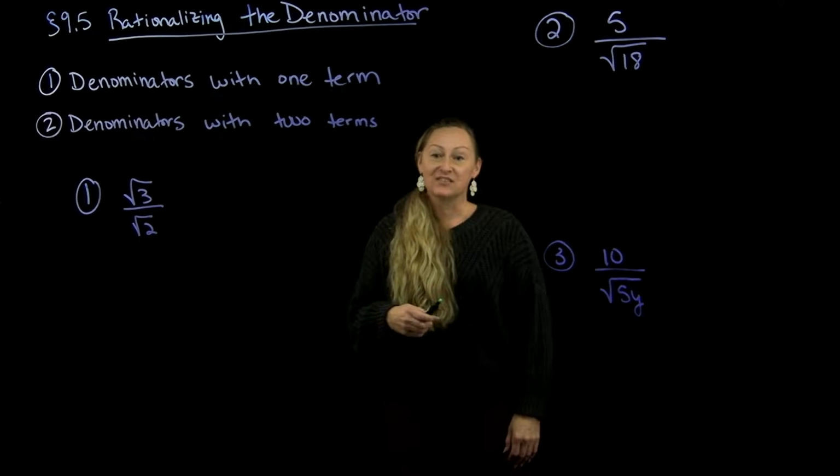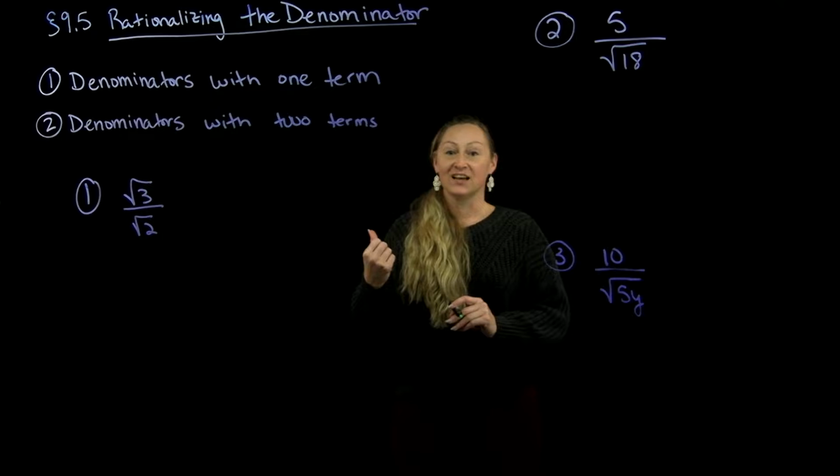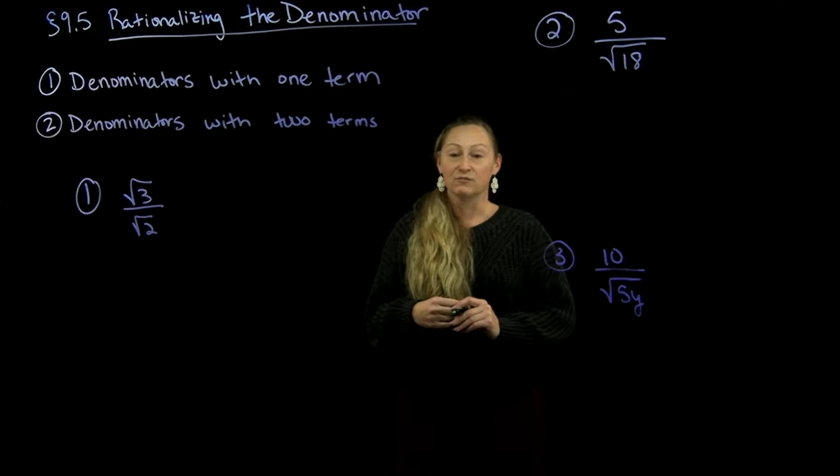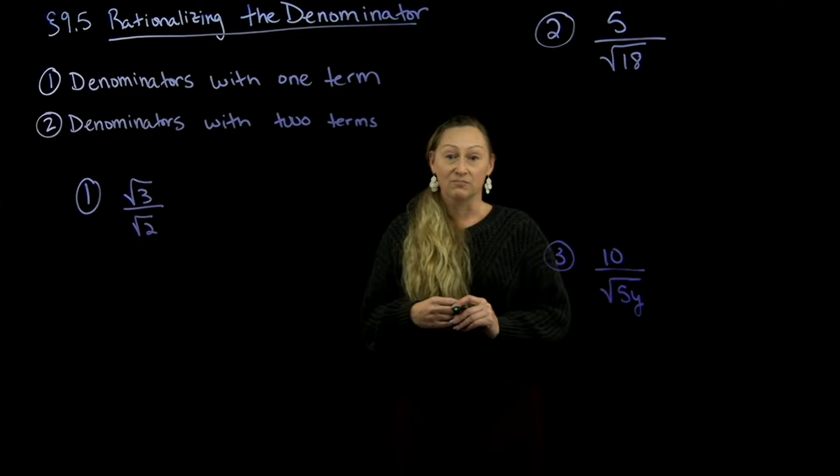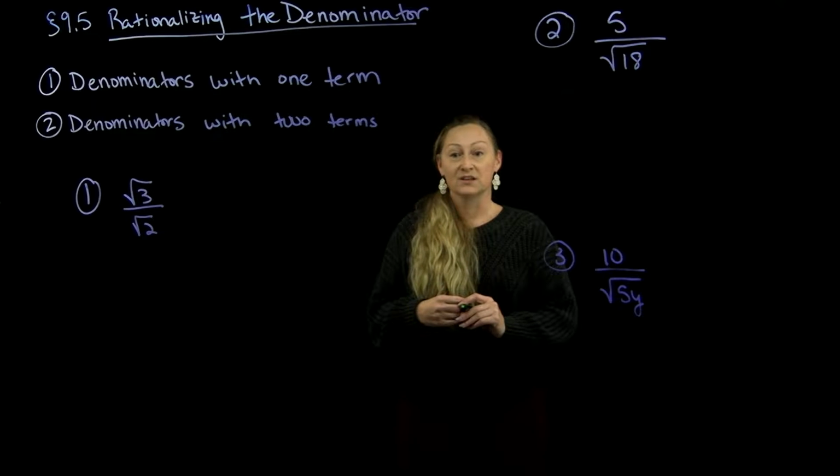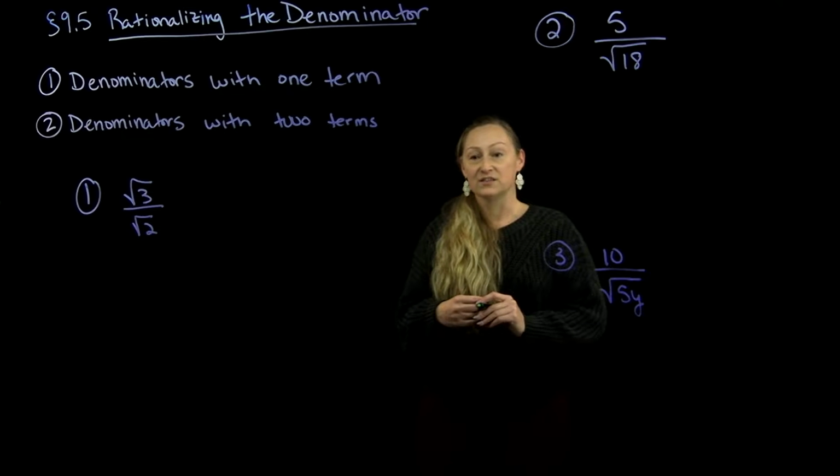Today we're going to talk about section 9.5, which is rationalizing the denominator. In this video, we'll discuss our first objective, which would be denominators with one term, and in our next video, we'll discuss denominators with two terms. So let's go ahead and look at our first example.